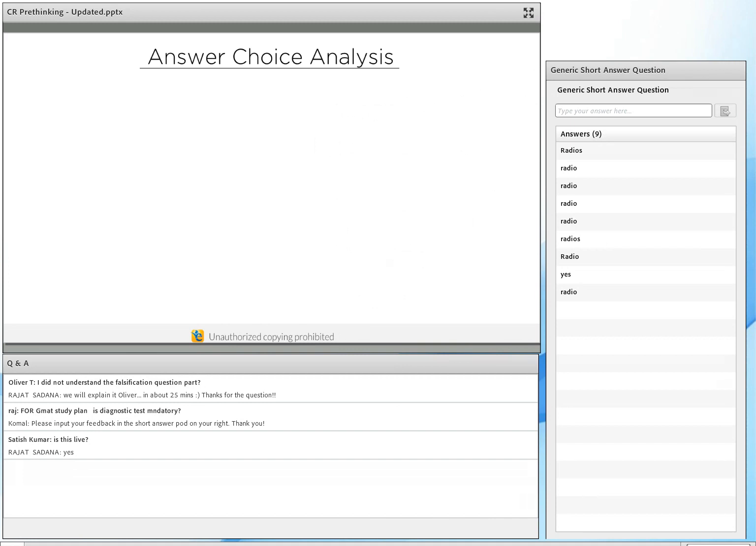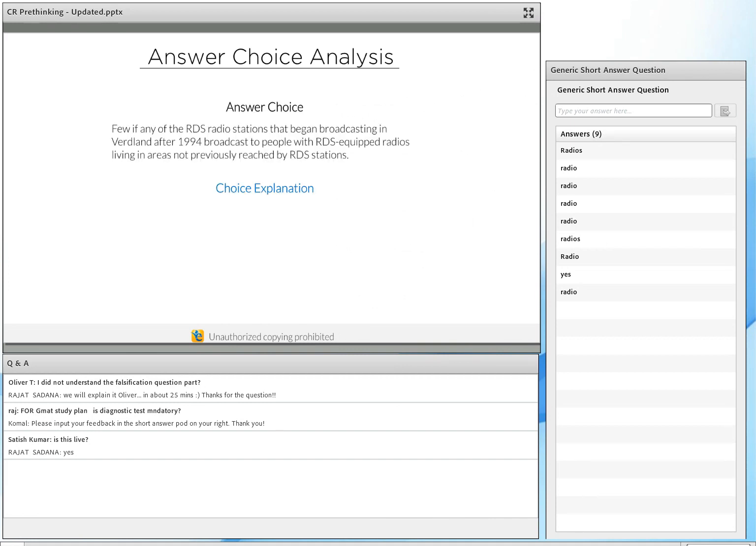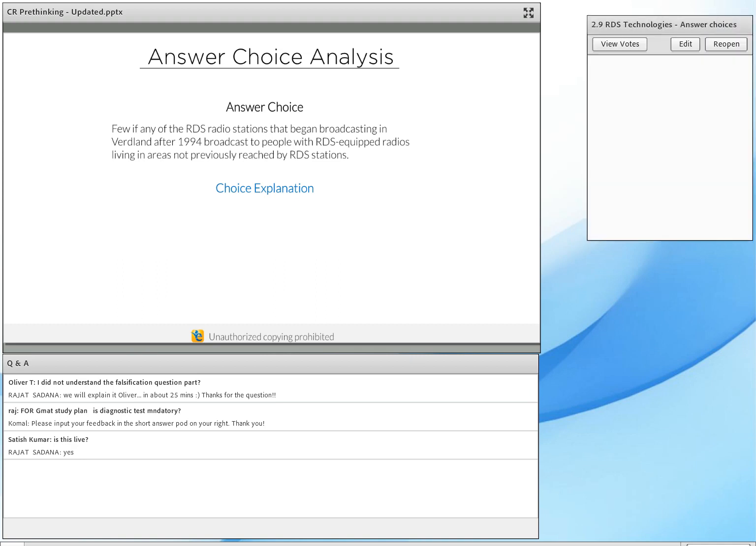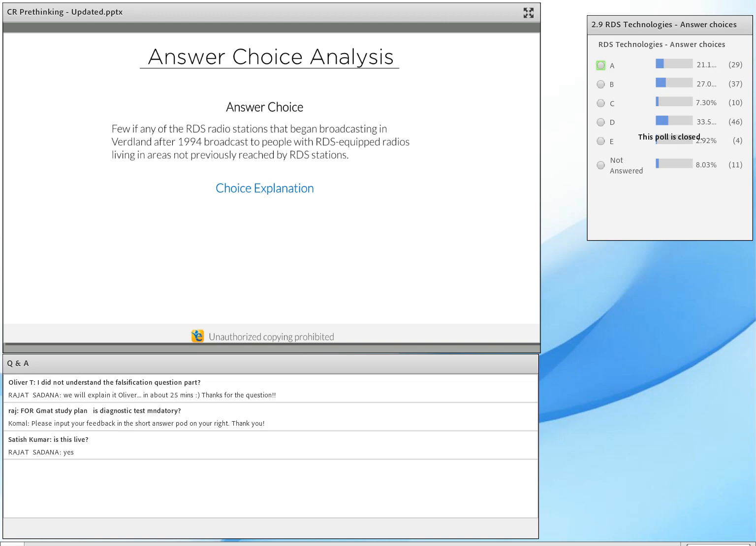So let's look at answer choice analysis. The first choice is not worded in simple form. It's very complex. I'm going to show you how you polled for this particular question. Here's how you polled. 21% of you chose choice A. Choice A is my correct answer, by the way. Choice A says few, if any, of RDS radio stations, so almost none of the RDS radio stations that began broadcasting after 94.